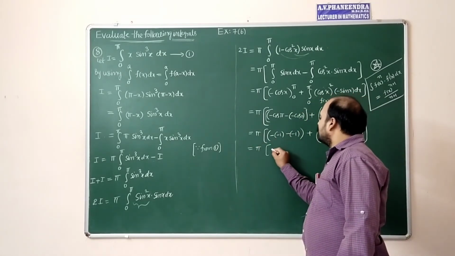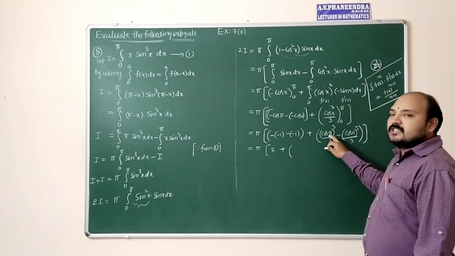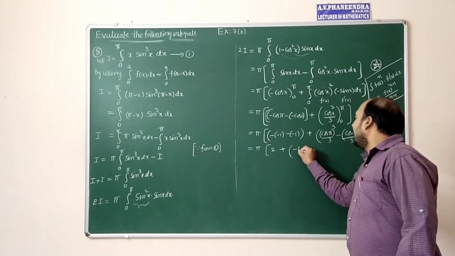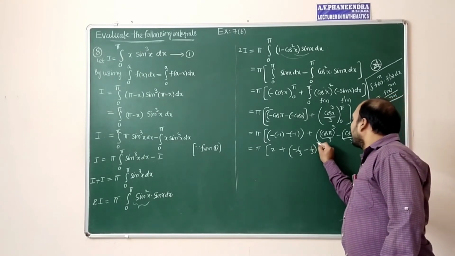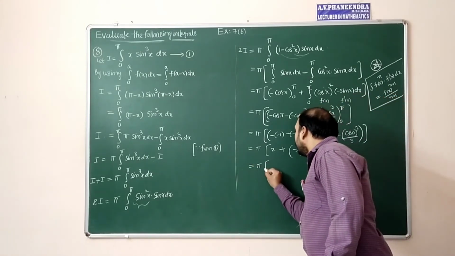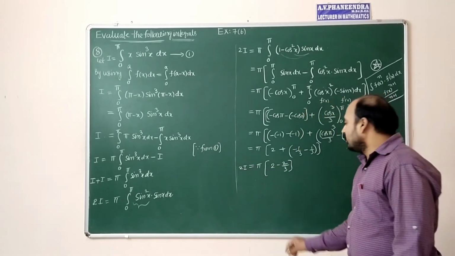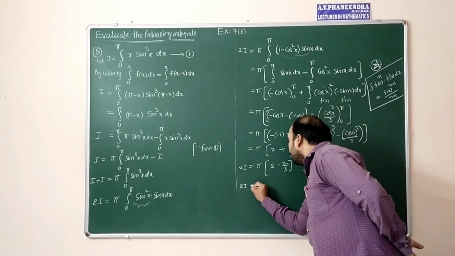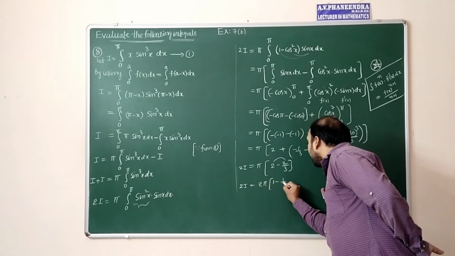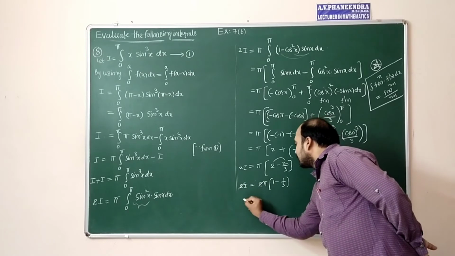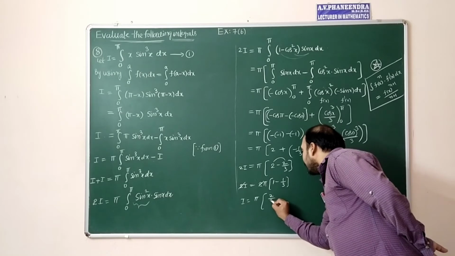Minus into minus is plus, so total 2 here, 1 plus 1, plus cos pi is minus 1 whole cube, minus 1 by 3, minus cos 0 is 1 cube is 1 by 3. So which is equal to pi into 2 minus 2 by 3. That is the value of 2I. So now 2I equal to, from these two take common, 2 pi into 1 minus 1 by 3. Here 2 get cancelled. I equal to pi into 3 minus 1, 2 by 2.